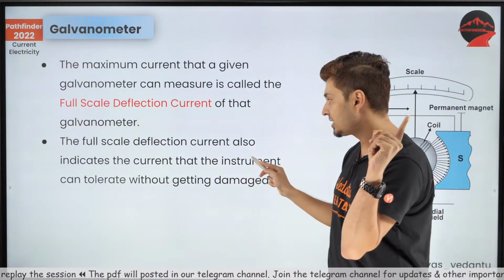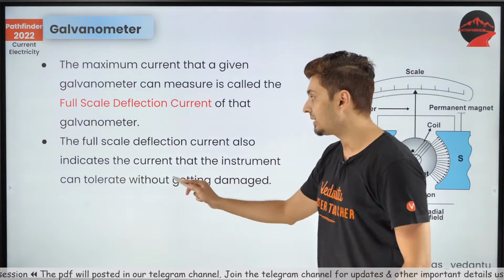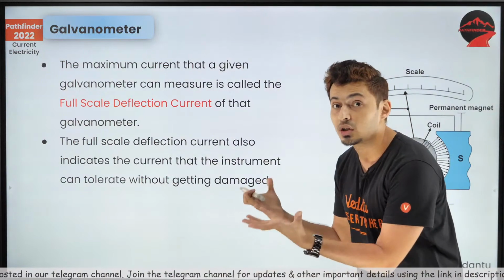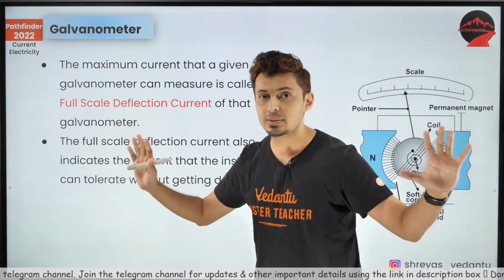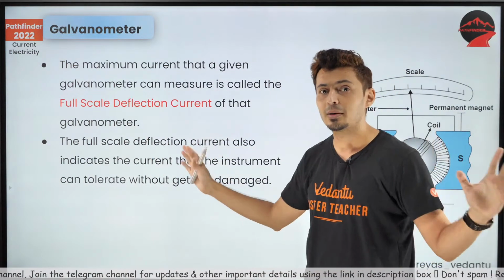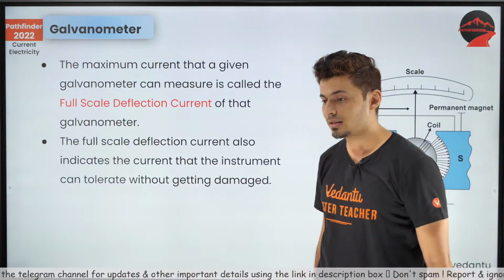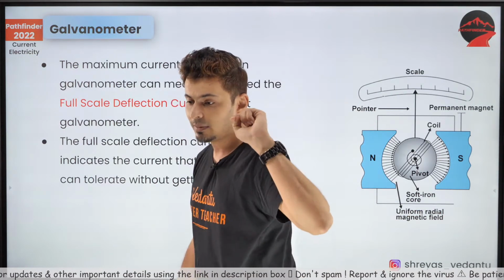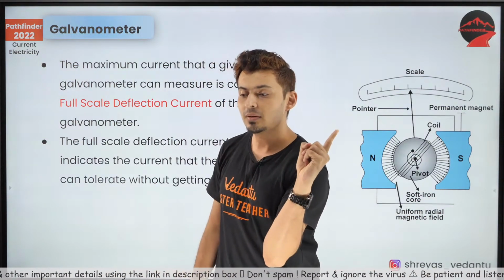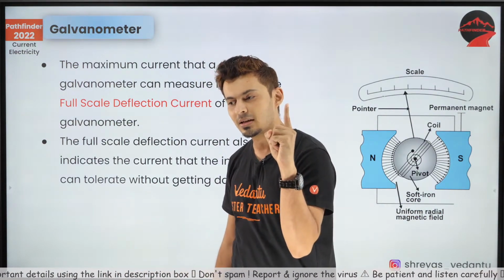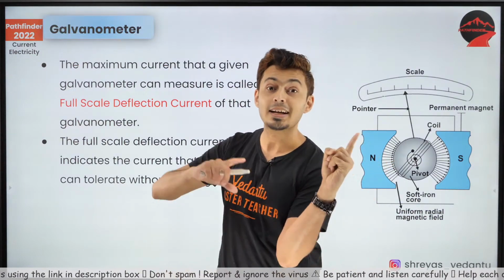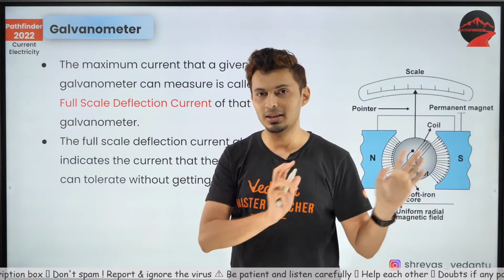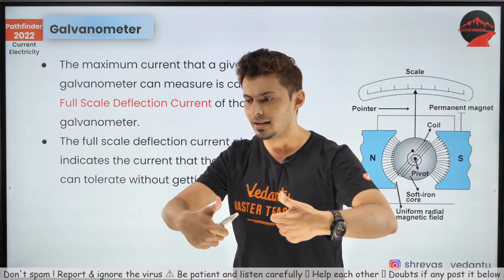So the full scale deflection current indicates how much current the instrument can tolerate. That's the maximum permissible limit. It cannot tolerate more than that current. I hope that's clear. Everybody clear about this? So less current means what will happen? If less current goes, then the deflection will be less. More current, more deflection. It's directly proportional. So remember that. The current is directly proportional to the deflection. Everybody clear till this point?